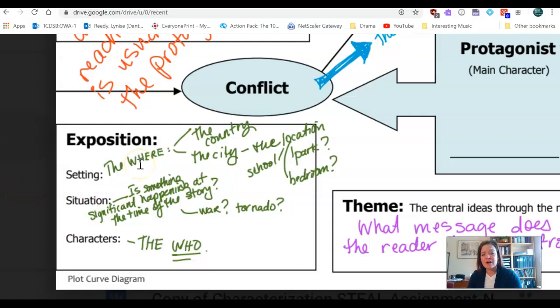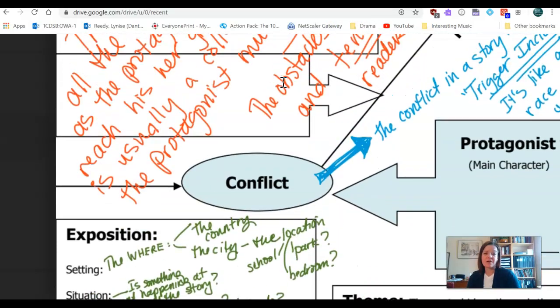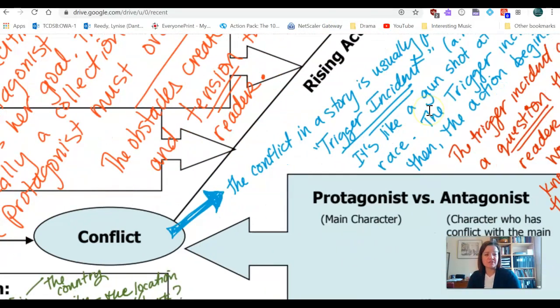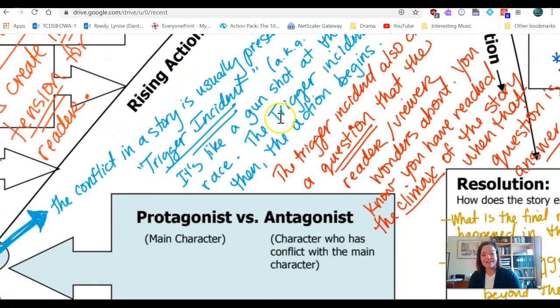Okay, so after the author provides the exposition, then something happens. A trigger happens. And I like to explain this like a gun goes off. Something that ignites the action. Or in other words, a trigger happens and then the action in the story takes off. So that's why this conflict is also called, you'll see over here, I've done a whole bunch of writing, it's called the trigger incident, right? And that happens after the exposition.